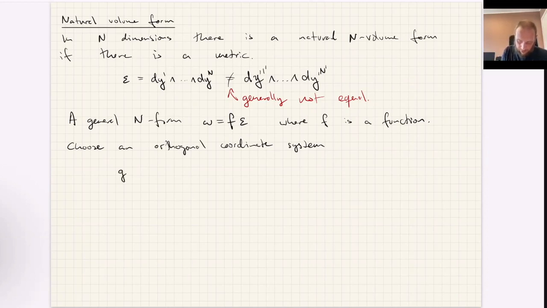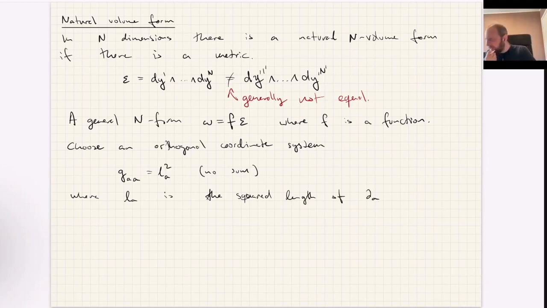So I can just call g_AA, the diagonal elements, equal to the square of the length. There's no sum here. This is true for every A. So this would be the length, where L_A is the squared length of the basis vector ∂_A.